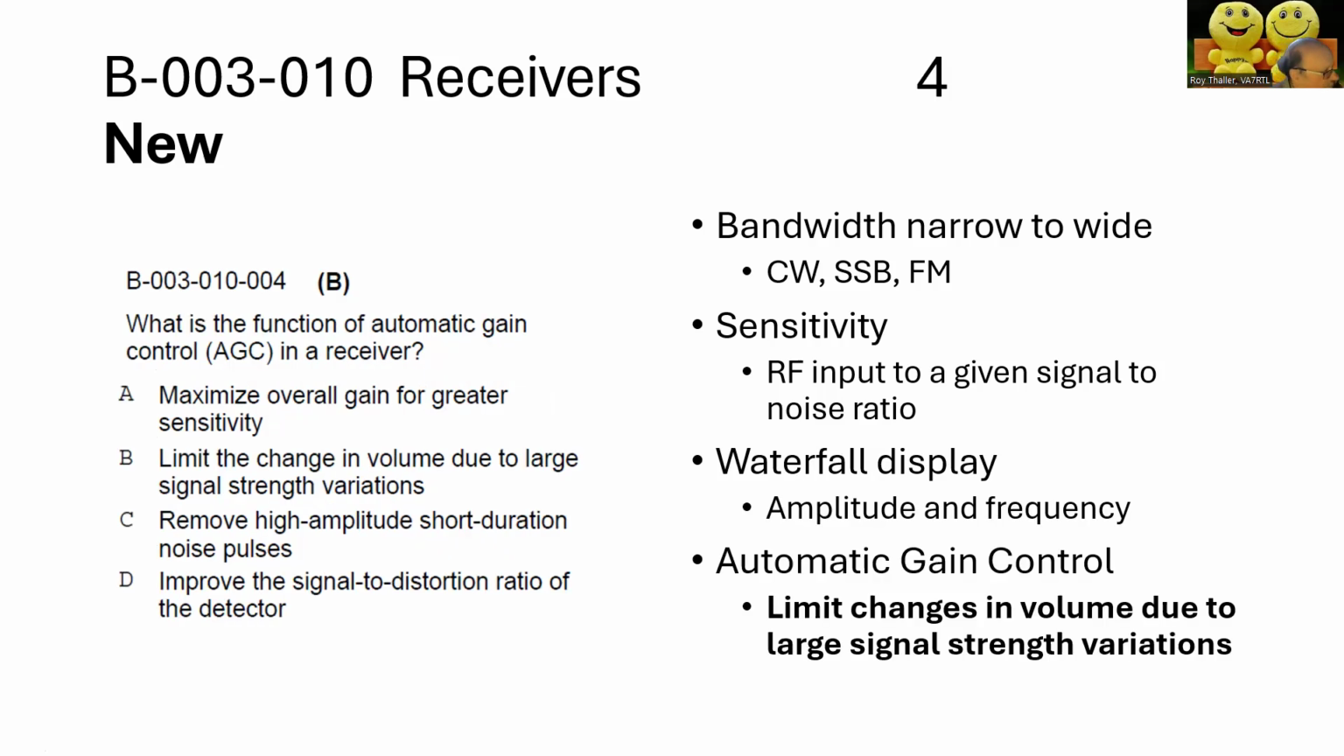Another new question. What is the function of automatic gain control in a receiver? So AGC. The purpose of that is to limit the change in volume due to a large signal strength variation. If you have a very weak signal and a very strong signal, it tries to maintain the gain at a certain level so you don't get a big blast in volume when you're listening to the receiver, the automatic gain control.